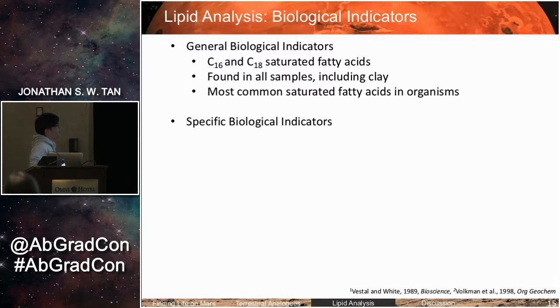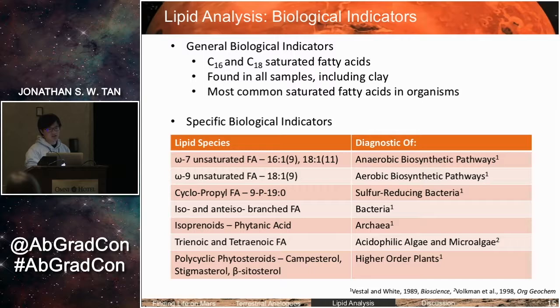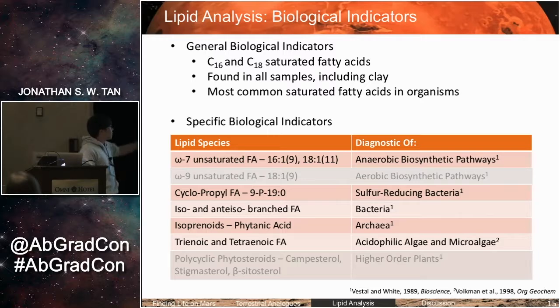The only thing is that these don't provide a lot of taxonomic data, so we look to specific biological markers to tell us that. And we can use these to figure out whether or not something was an anaerobe, an aerobe, a bacteria, or archaea. Now, some of these are not super useful. For example, we don't think that life on Mars would have developed aerobic metabolism or plants, so we can cross those out. But the rest of them are still very relevant in case we find any organic signals on Mars.